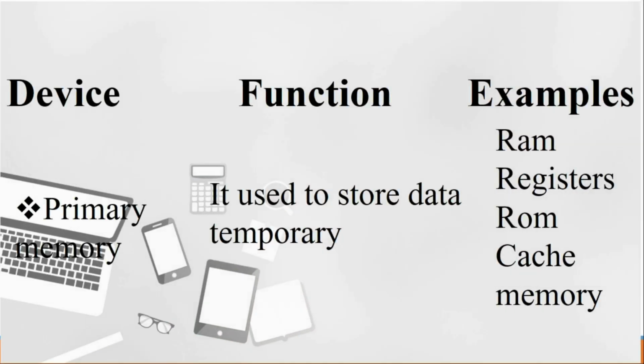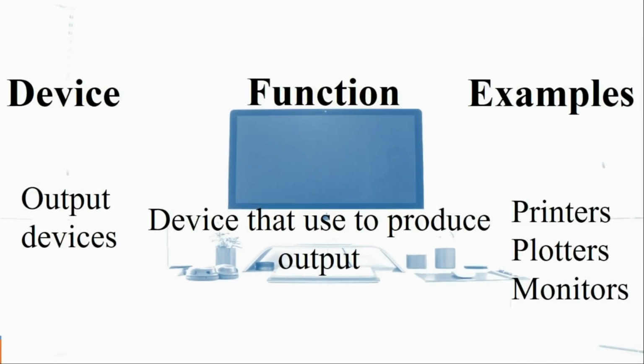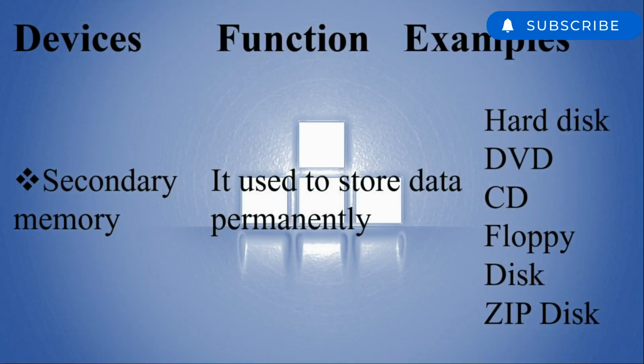And what is primary memory? Easily remember, it is used to store data temporarily. Examples: RAM, register, ROM, cache memory. And what is output? Devices used to produce output, like printer, plotter, monitor. And what is secondary memory? Simply remember, it is used to store data permanently.